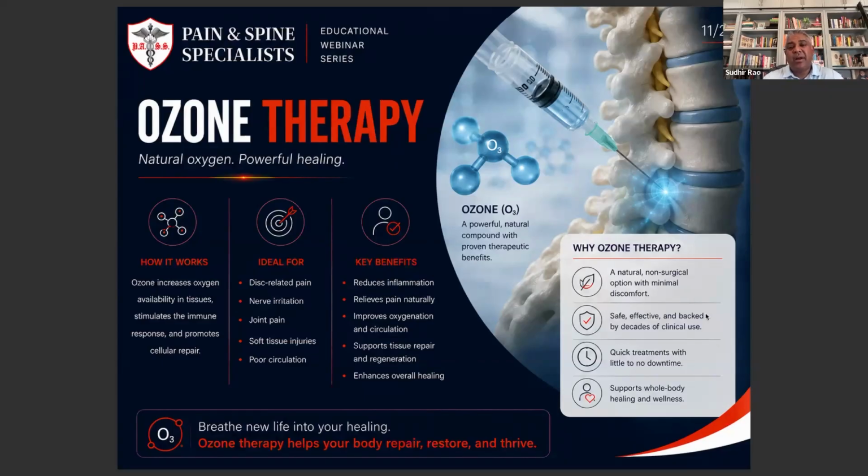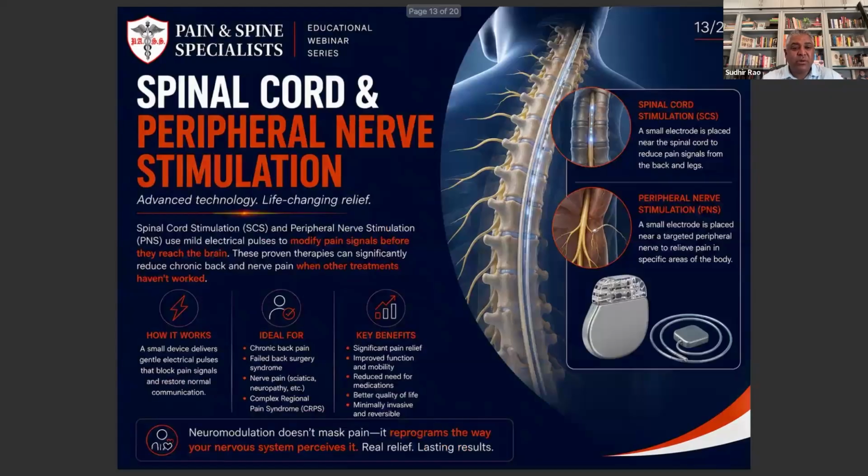Next slide. Neuromodulation in general. So neuromodulation is meant to use stimulation, electrical stimulation or magnetic stimulation to change the way the nerves are sending signals. So in general, we know that nerves get injured in our body, and that injury can be caused by a bunch of things we've already talked about. It could be caused in the spine by discs, bone spurs, arthritis, stenosis or narrowing.